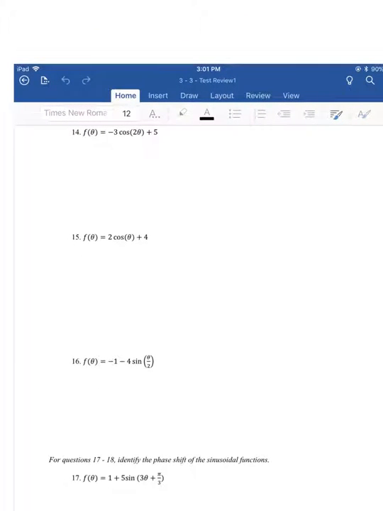Okay. Next graph, I need the same three pieces of information. I need the amplitude. The amplitude here is 3. The absolute value, right? The amplitude's not negative 3. The midline is y equals 5. And then the period is 2 pi over 2, which is just pi.